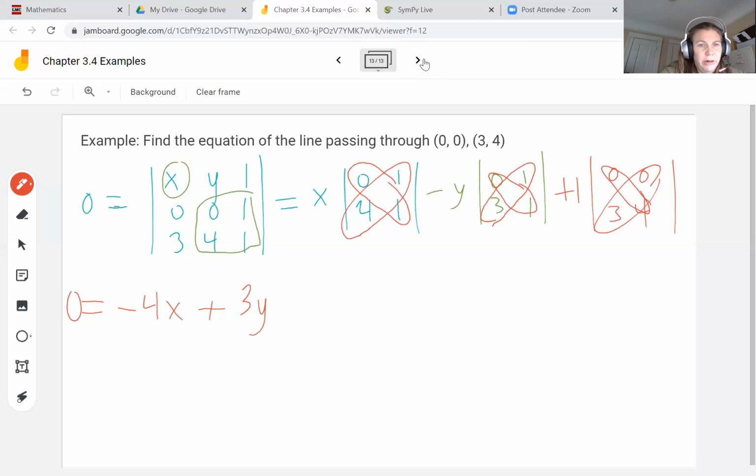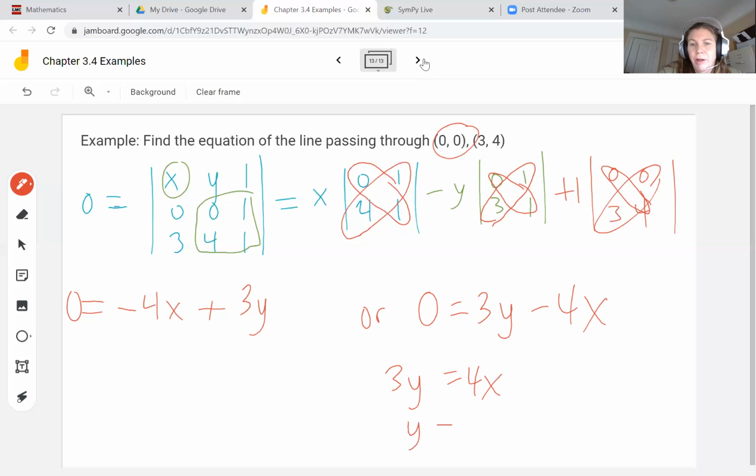So our equation here is 0 equals negative 4x plus 3y, or you could say 0 equals 3y minus 4x. Or if you wanted to do it in terms of y, you could say 3y equals 4x. We know this line went through the origin, so we're not surprised that the constant part worked out to be 0. So we have y equals 4/3 x. You can say plus 0 or just y equals 4/3 x.